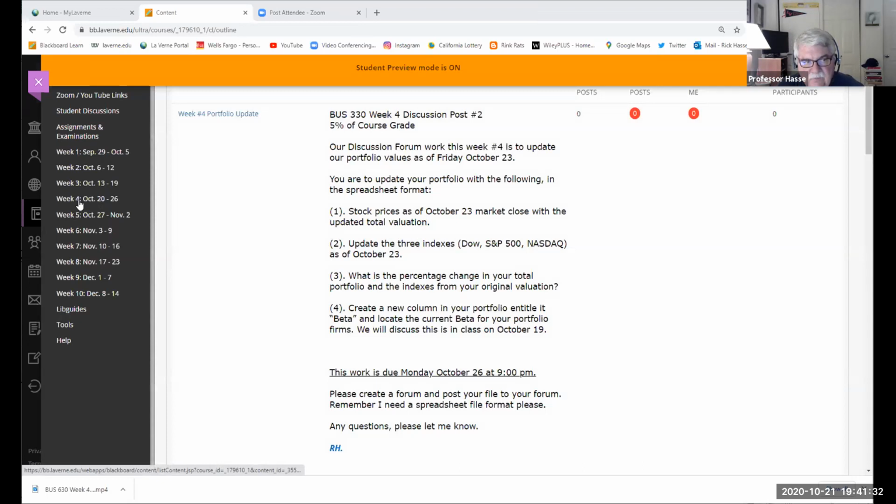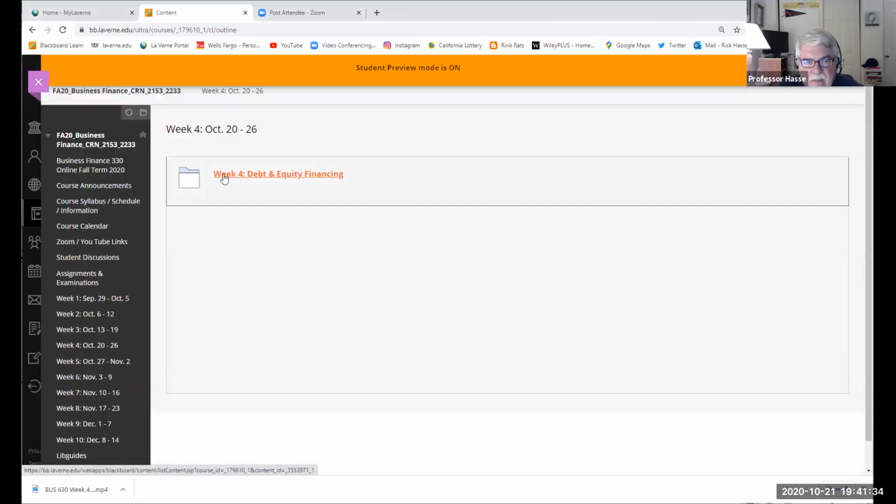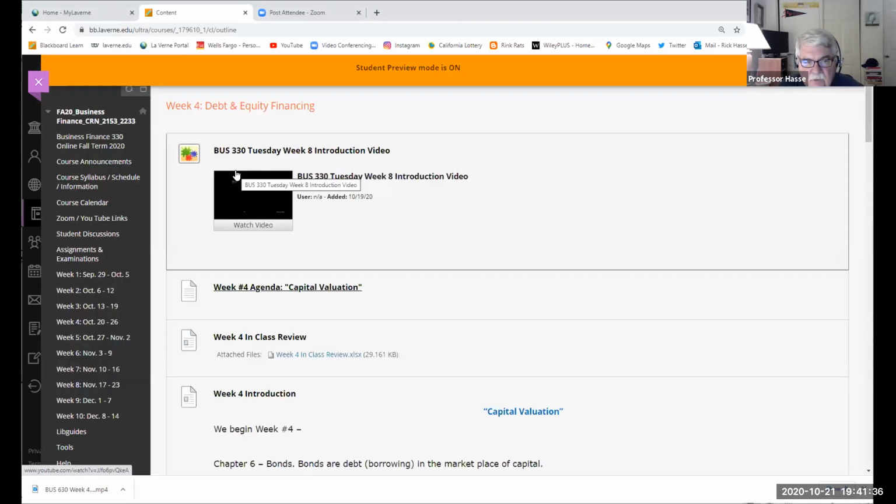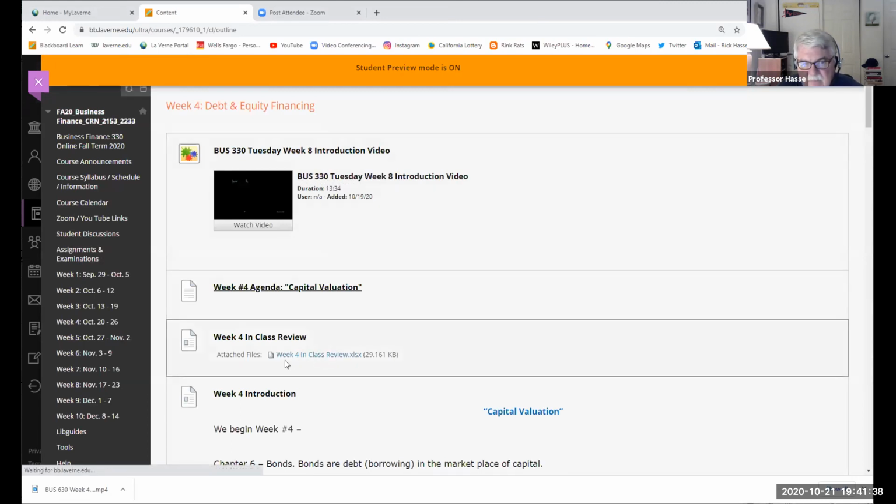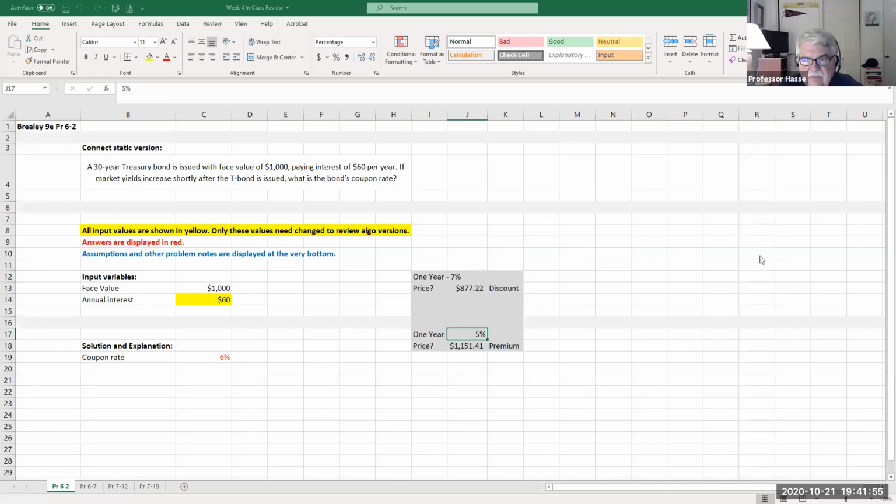If you go to week number 4 now, you'll see in our week 4 file folder a spreadsheet, Week 4 in-class review, and I'd like you to review this with me now. This is the spreadsheet I was going to review in class. So let's bring up that spreadsheet. There it is right here. And it takes a look at a couple of definitions of bonds and stocks.